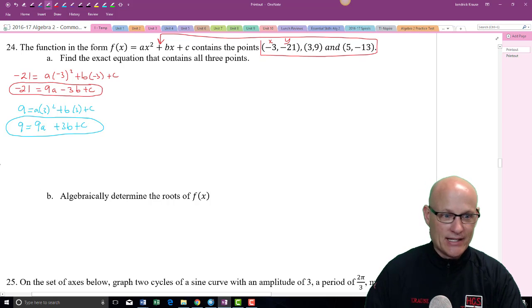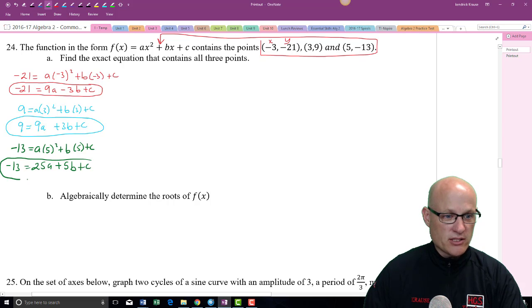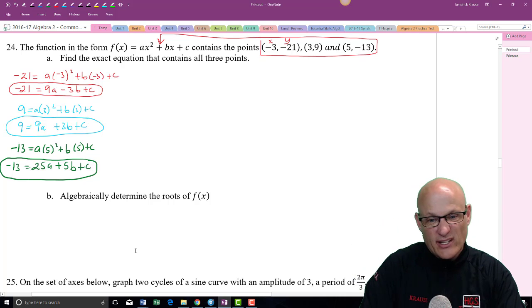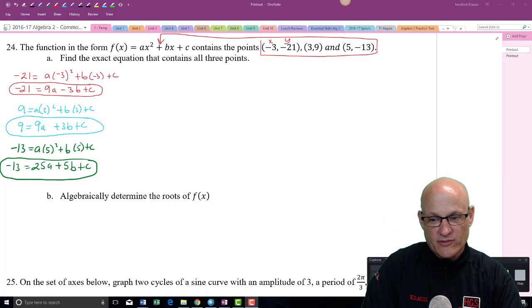Kids, I'm dying. Oh my goodness. I wish I had somebody over here to help me. All right, so a times 5 squared plus b times 5 plus c. Or negative 13 is equal to 25a plus 5b plus c. Now, when you get to this point and you have your 3 equations, this is the time you type this stuff into your calculator. I'm going to pause it. I'll be right back with that stuff typed in.